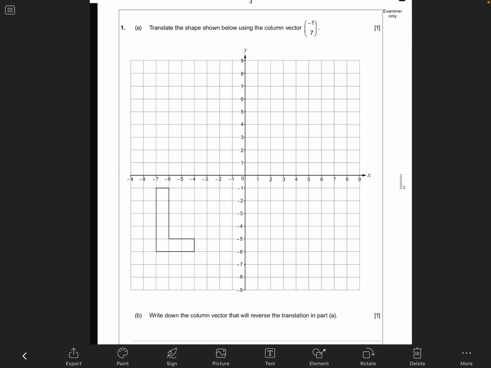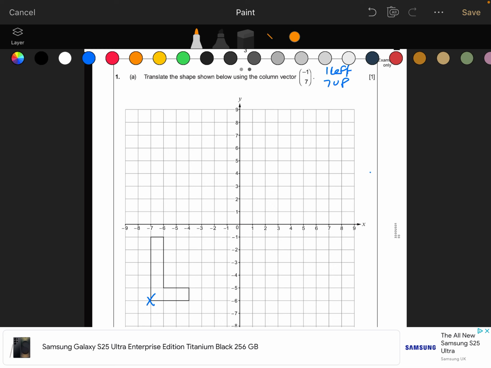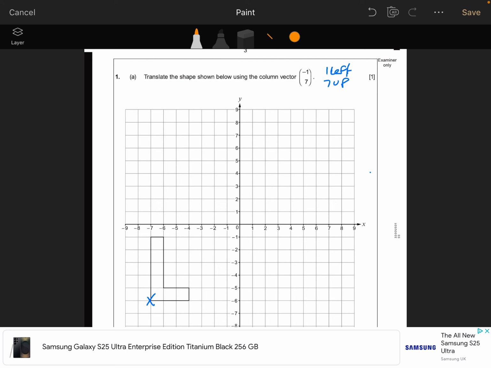Okay, so just zooming in a little bit. Question 1 says translate the shape shown below using the column vector (-1, 7). (-1, 7) means 1 left and 7 up. And the best way to do this is to pick a corner of your shape. So I'm going to pick the bottom left hand corner of the shape, and I'm going to change colours slightly just to make it more obvious what we're doing. I'm going to move that corner 1 to the left and 7 up.